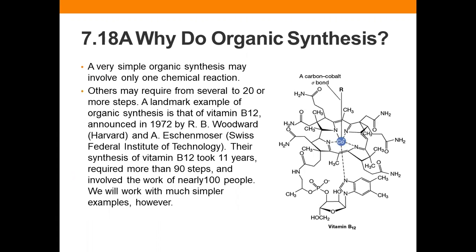We usually synthesize drugs. Another example of synthesis is vitamins, such as vitamin B12. It was synthesized in 1972. The synthesis of vitamin B12 took 11 years, required more than 90 steps, and involved the work of nearly 100 people. From then on, chemists were able to improve the steps, using the mechanisms involved to simplify the synthesis of most organic compounds and make it cost effective.